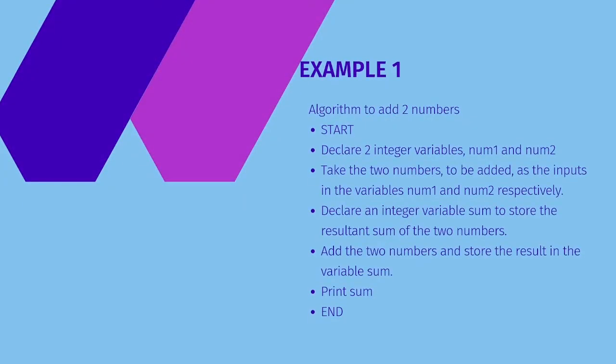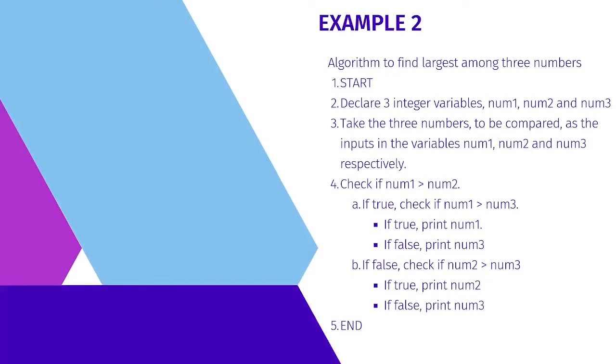Let's look at an algorithm to add two numbers. First we declare two integer variables num1 and num2. We are taking two numbers as input from the user and we are storing those values in num1 and num2 respectively. Declare an integer variable sum to store the resultant sum of the two numbers. Then we are adding these two numbers and storing the result in the variable sum. And finally print sum. And that will be the end of this algorithm. With this, let's move on to the next one, which is an algorithm to find largest among three numbers.